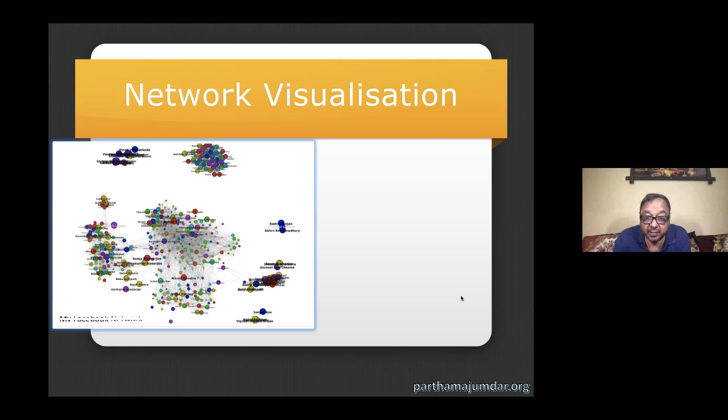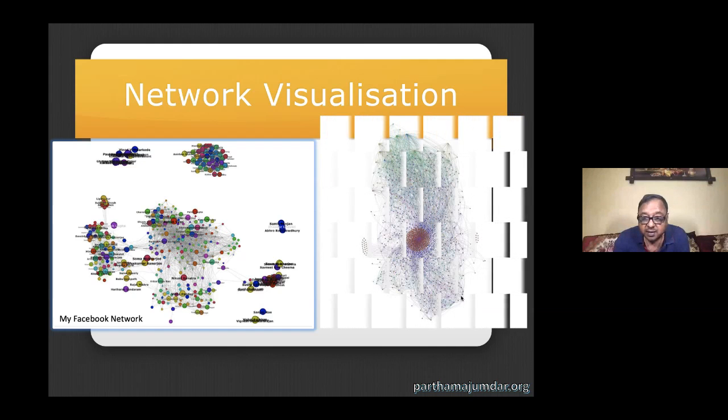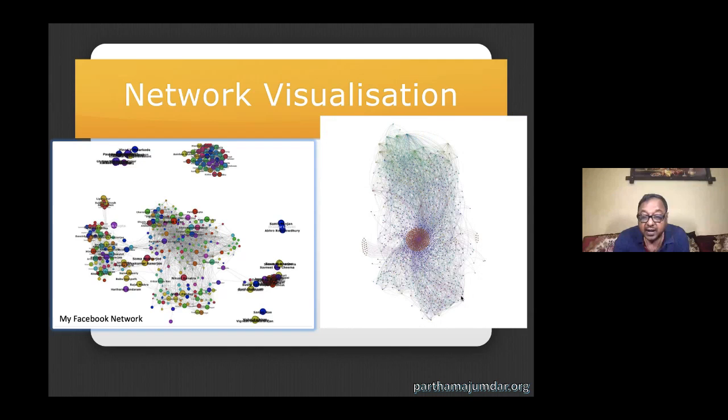This is my LinkedIn network. You can still create your LinkedIn networks because LinkedIn data is still shared with the public. And you can see that here again, we get a similar visualization. Now, these visualizations I created using a tool called Gephi. Gephi is a very powerful tool. You can check it out and you can see how you can create various networks using Gephi.